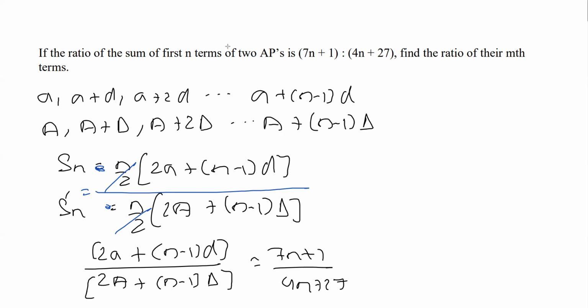Now, what we have to find out, if I see the question, is the ratio of their mth terms. The mth term for the first AP is going to be A plus (m minus 1)D. Likewise, the mth term for the other AP will be capital A plus (m minus 1) capital D. This is what we have to find out, and this is the information given.